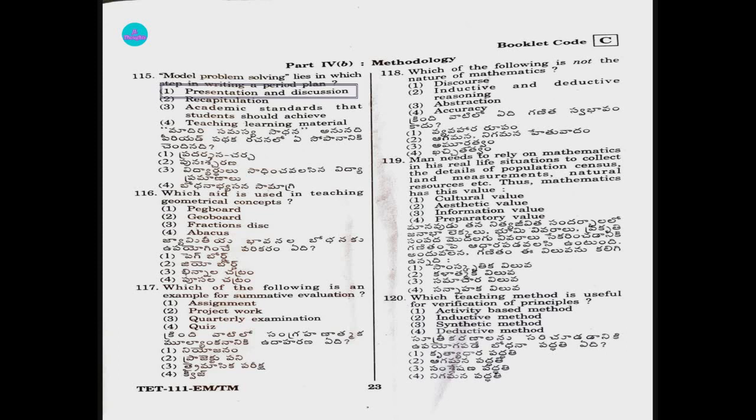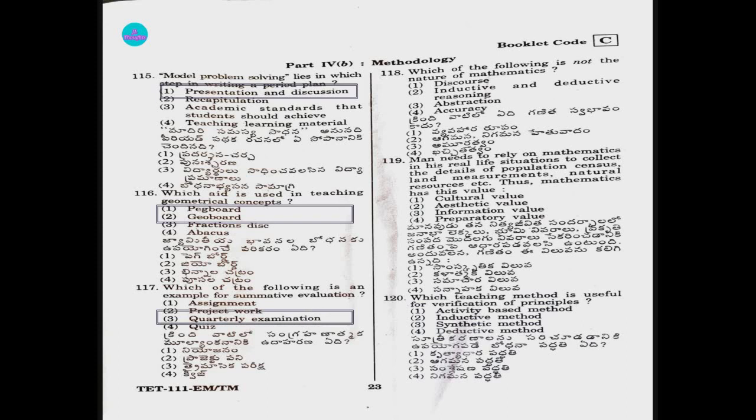Now 116. Which aid is used in teaching geometrical concepts? Pegboard, geoboard, fraction disk, abacus. Fraction disk and abacus are not used in geometry. Pegboard and geoboard both can be used. So answer is option 1 or option 2. Now 117th question. Which of the following is an example for summative evaluation? 1, assignment. 2, project work. 3, quarterly examination. 4, quiz. Assignment, project work and quiz, all of these come under formative. So summative is option 3, quarterly examination.